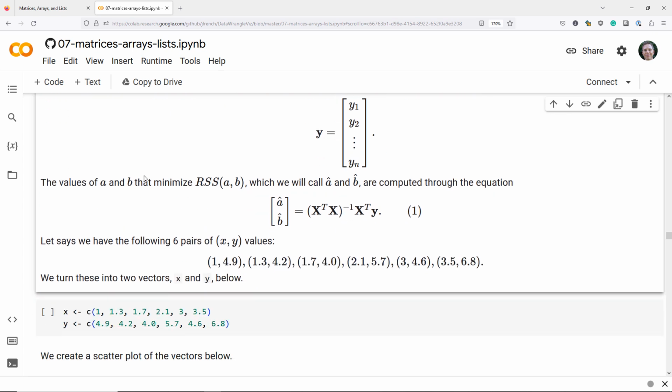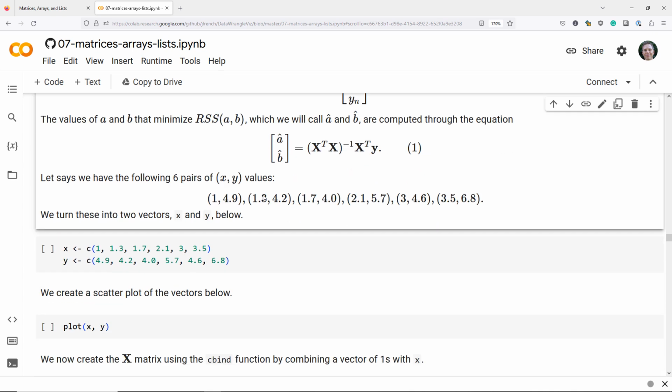The values of a and b that minimize our residual sum of squares function, we'll call those estimates a hat and b hat, and we can estimate them through the equation x transpose x inverse x transpose y. So you can see we have all the goodies that we talked about earlier in this module. We have the transpose operator, we have the inverse of a matrix, we're doing some matrix multiplication, and we have to put all that together in order to get our estimates of a and b. So let's actually go about doing that here in our example.